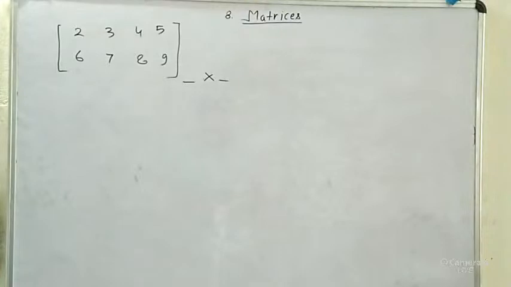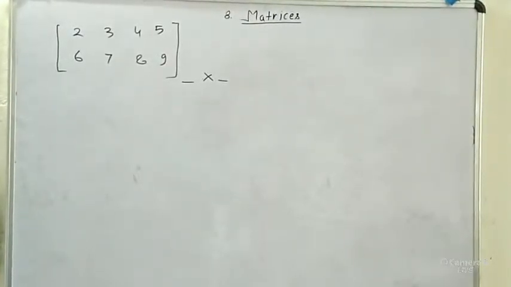2 into 4, Kanishk Arora says 2 into 2, please check it properly. And Samarth says 2 into 4. Row is 2 and column is 4. Samarth, very good. The order is 2 into 4. Kanishk Arora, 2 into 4. Both answers are correct.